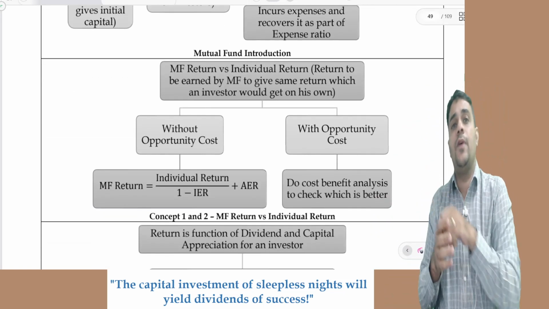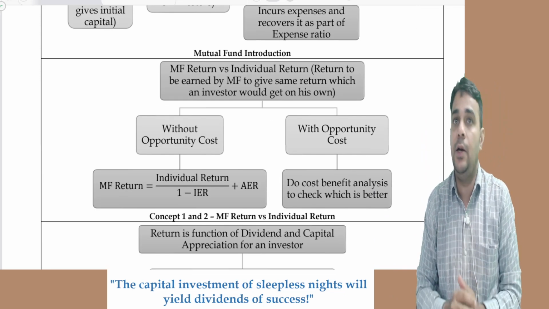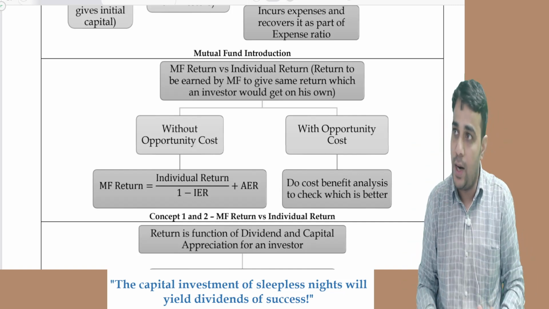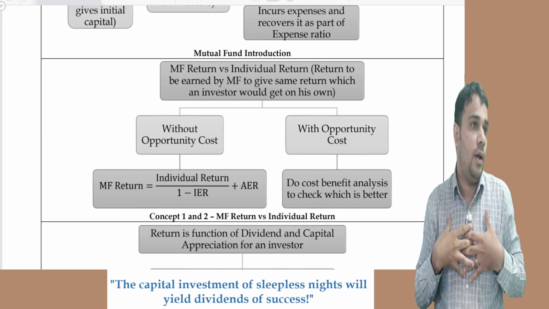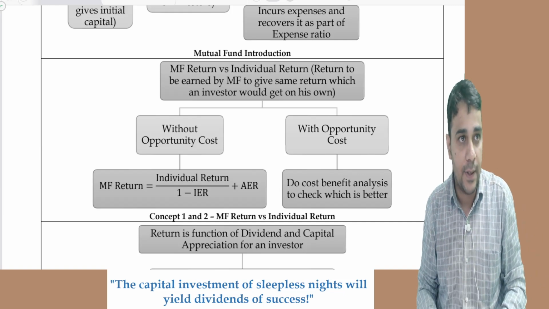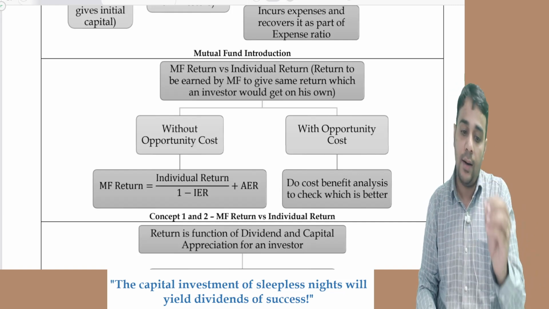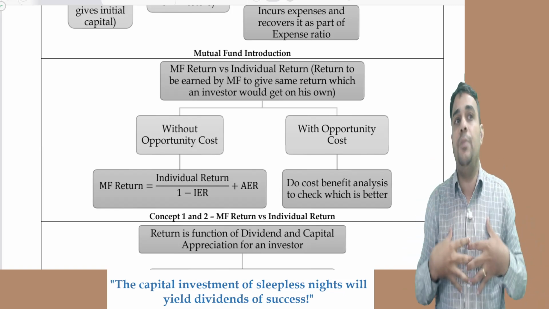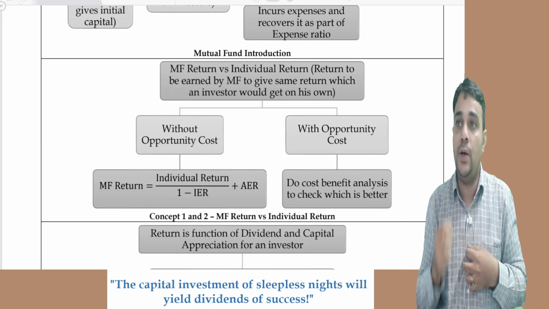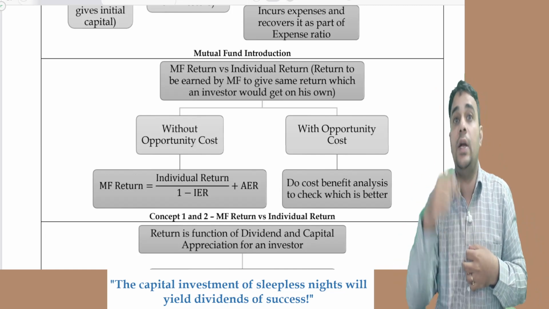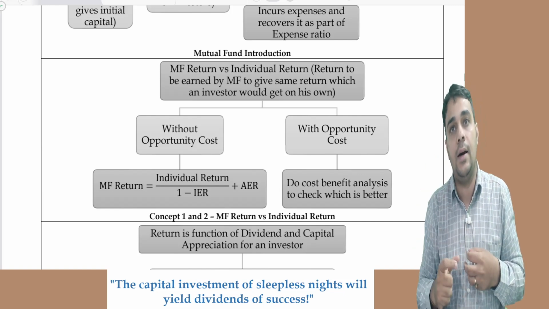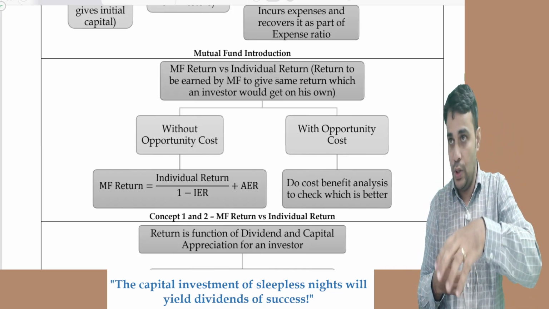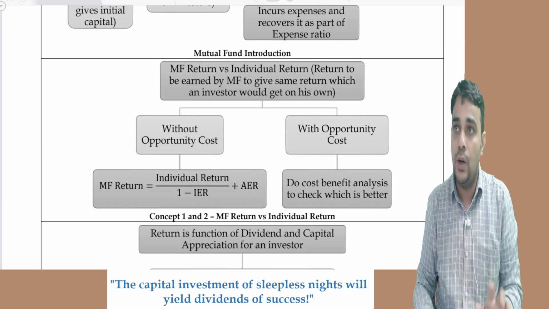Now, the first concept we are going to learn is MF return versus individual return. You are a smart investor. You are saying, I will invest on my own and earn 20% return. You are ready to earn 20% by doing investments on your own. Now, when you give money to me, I have to earn 21 or 22. Why 21 or 22? Because my expenses are there, so that I can give you 20%. You on your own can earn 20%. When you give money to me, I have to earn 21, 22, so that I give you 20%.